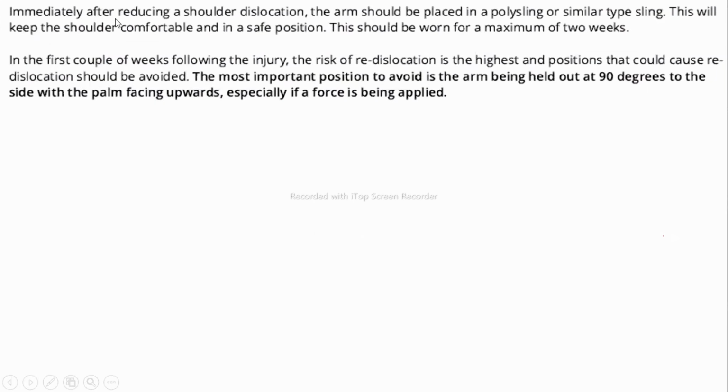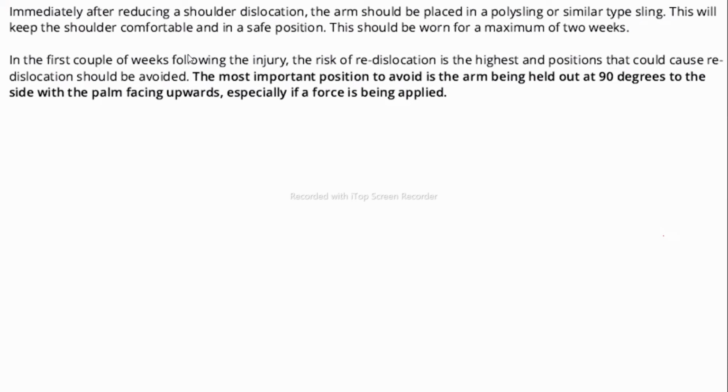Immediately after reducing a shoulder dislocation, the arm should be placed in a broad arm sling or similar type of sling. This will keep the shoulder comfortable in a safe position. And it will be a maximum of how many weeks? Two weeks. It can be a different question. How many weeks? Two weeks.